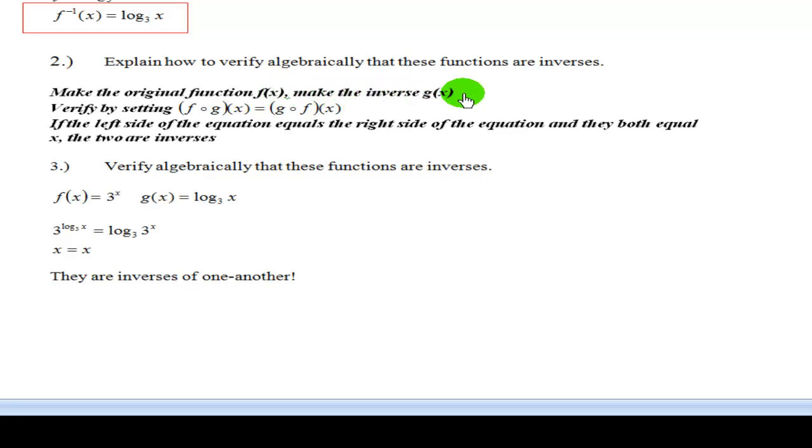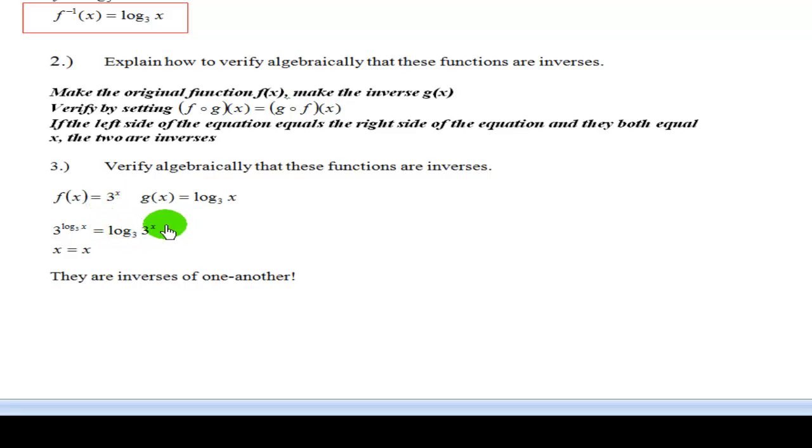Now remember, if you take two functions, f of x and g of x, and you want to verify that they're inverses, f composition g of x has to equal g composition f of x, and both of them have to simplify to x. So let's verify it algebraically. If f of x is 3 to the x and g of x is log base 3 of x, f composition g of x is 3 to the log base 3 of x, and g composition f of x is log base 3 of 3 to the x.